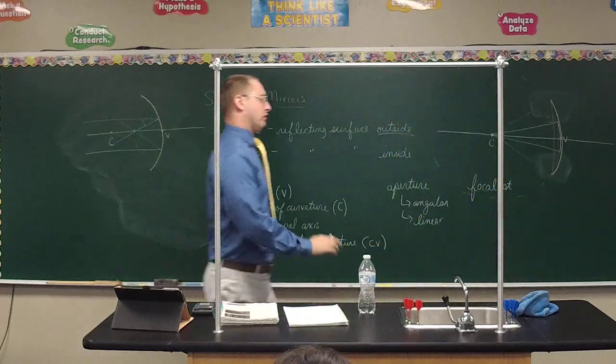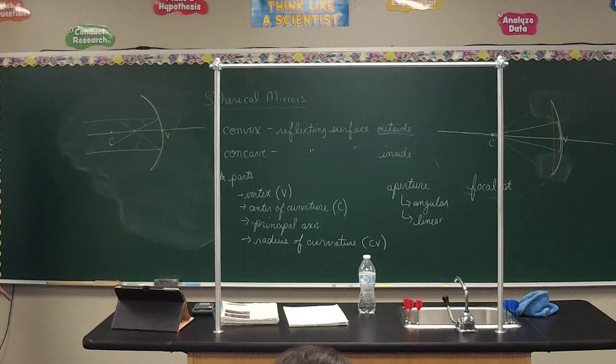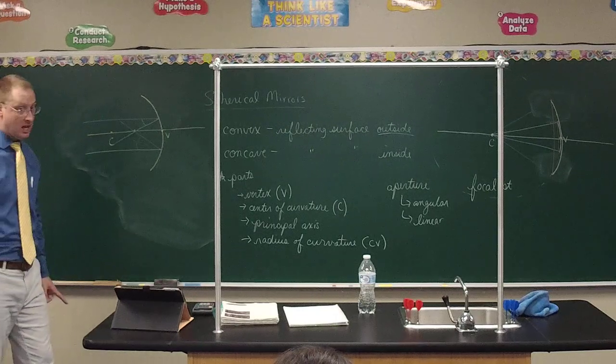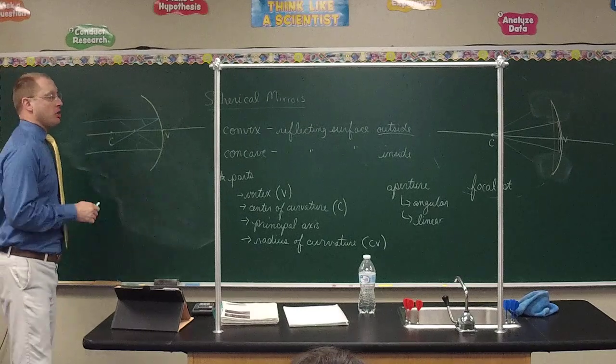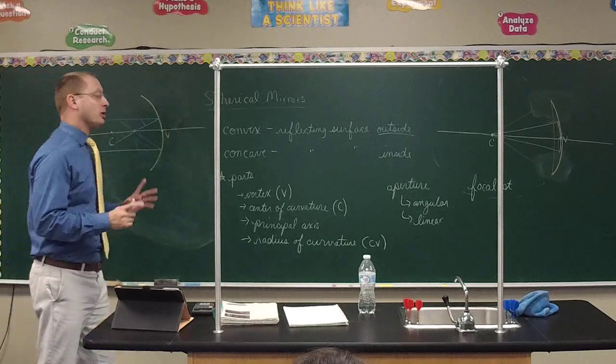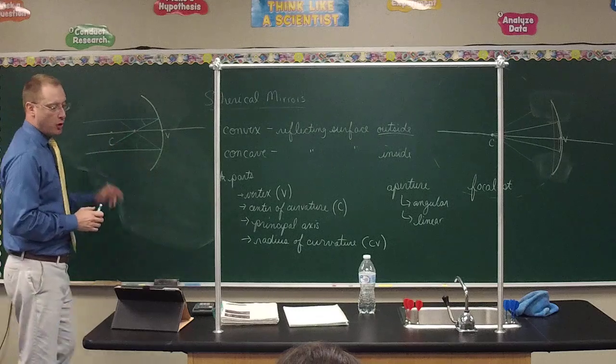Now I say roughly. It's not going to be perfect if the angular aperture is too great. With a small angular aperture, this will be more true. But with a small angular aperture, the light rays will converge either at or roughly at a particular point called the focal point.